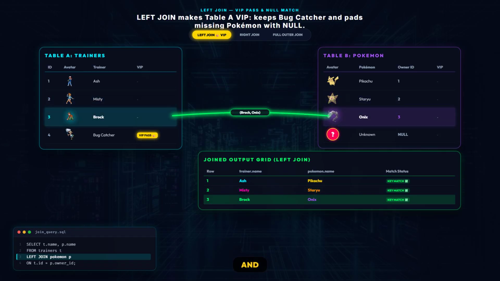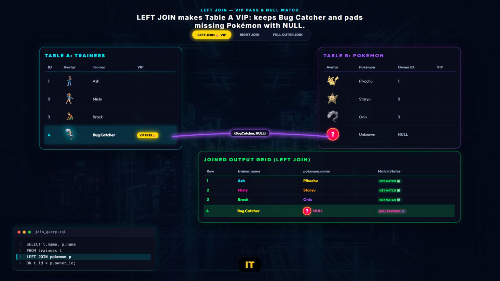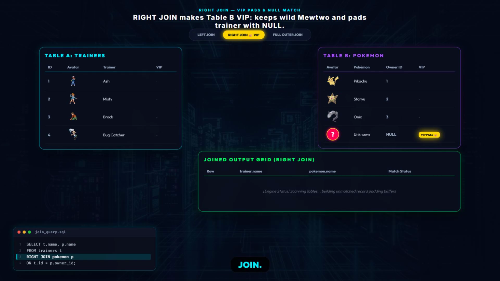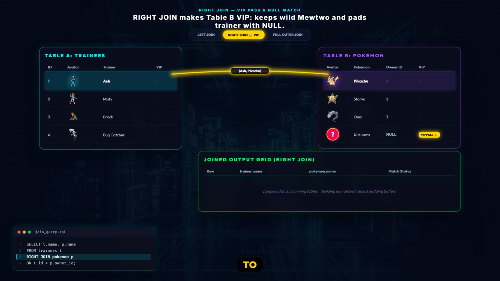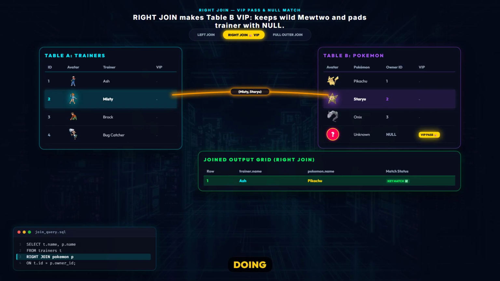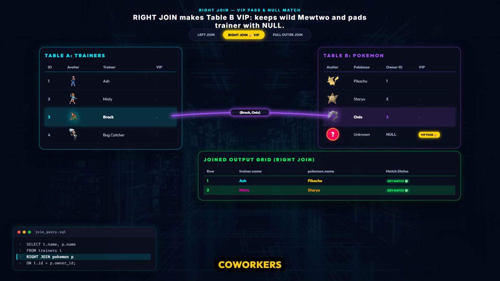Well, we're going to have to use a left join. A left join works by telling SQL, hey, the left table is VIP. Keep the bug catcher no matter what. Since he doesn't have a Pokemon, SQL is just going to fill that empty slot with a null. In SQL, null literally just means, I don't know. It's a blank placeholder for missing data.